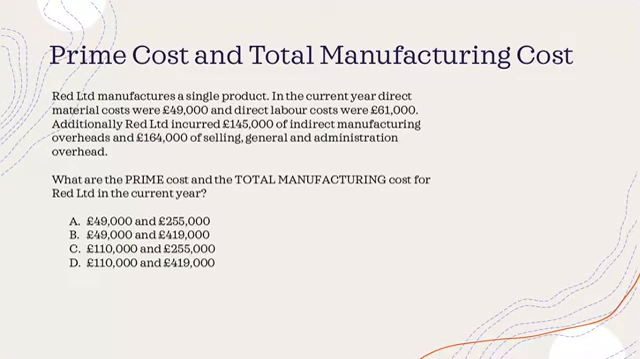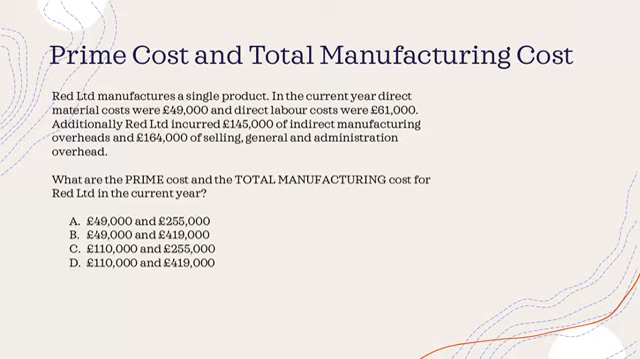Okay, so for this question, we'll be working through prime costs and total manufacturing costs. The question states that Red Limited manufactures a single product. In the current year, direct material costs were £49,000 and direct labour costs were £61,000. Additionally, Red Limited incurred £145,000 of indirect manufacturing overheads and £164,000 of selling, general and administration overheads. So what are the prime costs and total manufacturing costs for Red Limited in the current year?